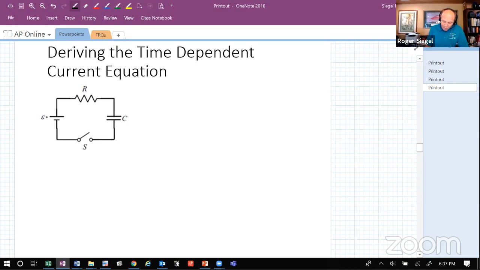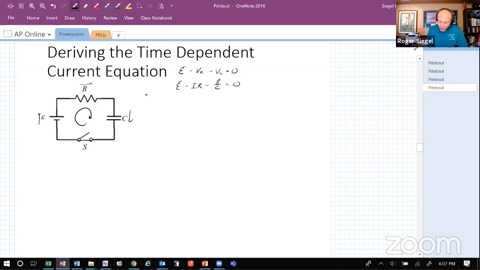All right, so we start with E, R, and C, and we're going to close our switch. And so now I'm going to analyze this using Kirchhoff's loop rule. I'm going to start with the voltage gain across the battery minus the voltage drop across the resistor minus the voltage drop across the capacitor equals 0. Now, the voltage drop across the resistor is IR. The voltage drop across the capacitor is Q over C, and so that's equal to 0.